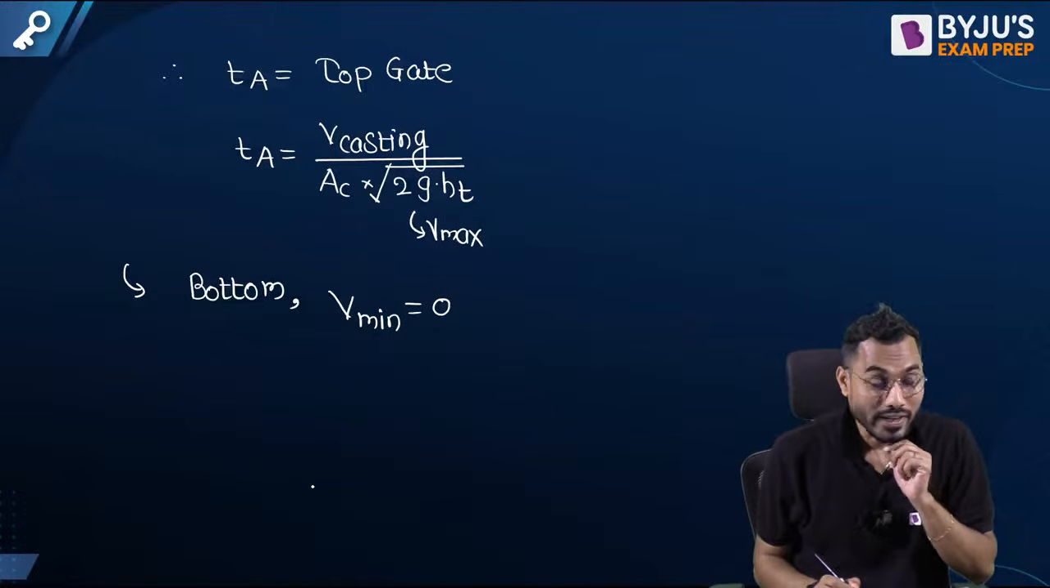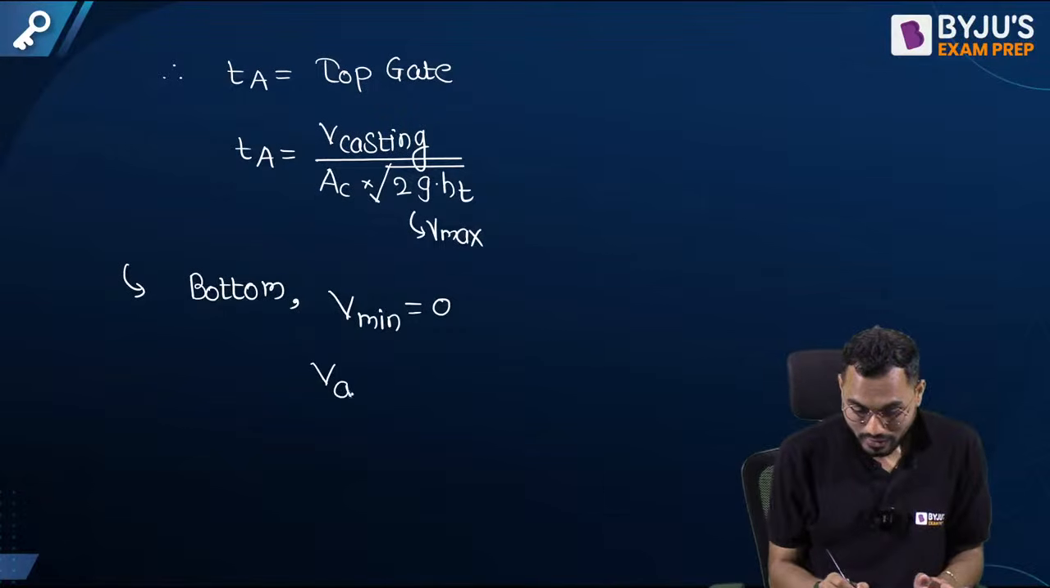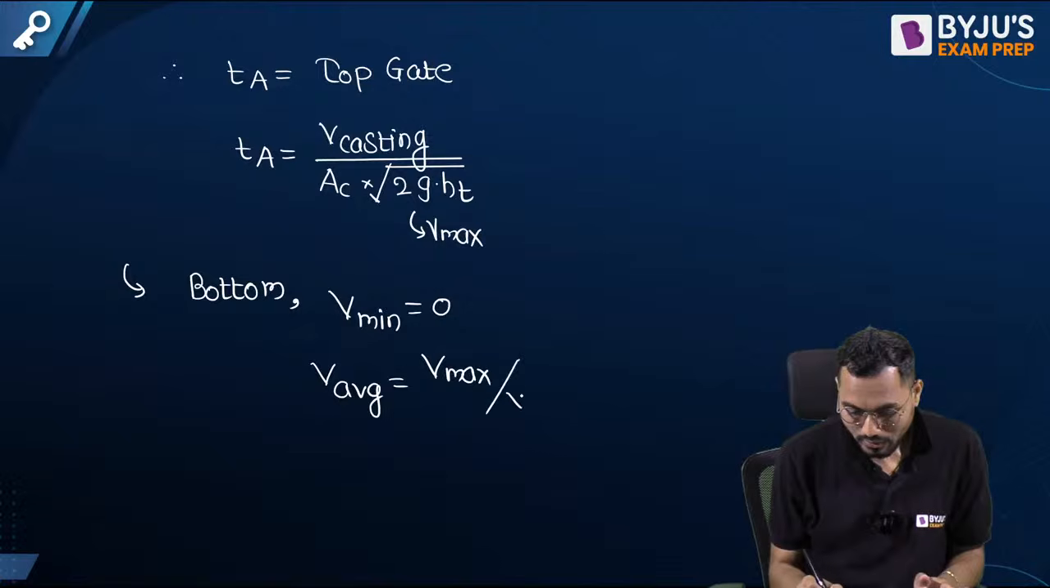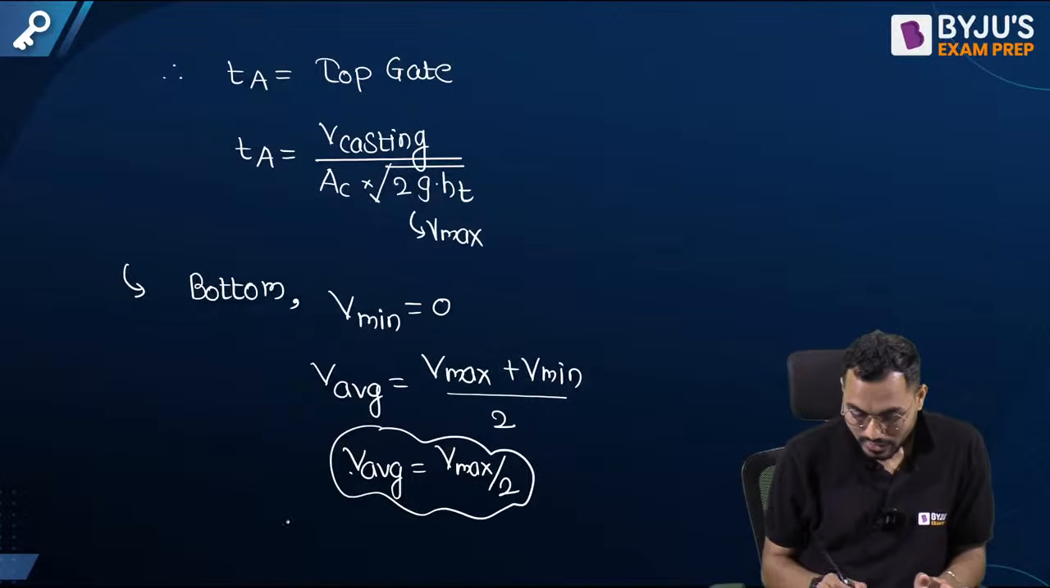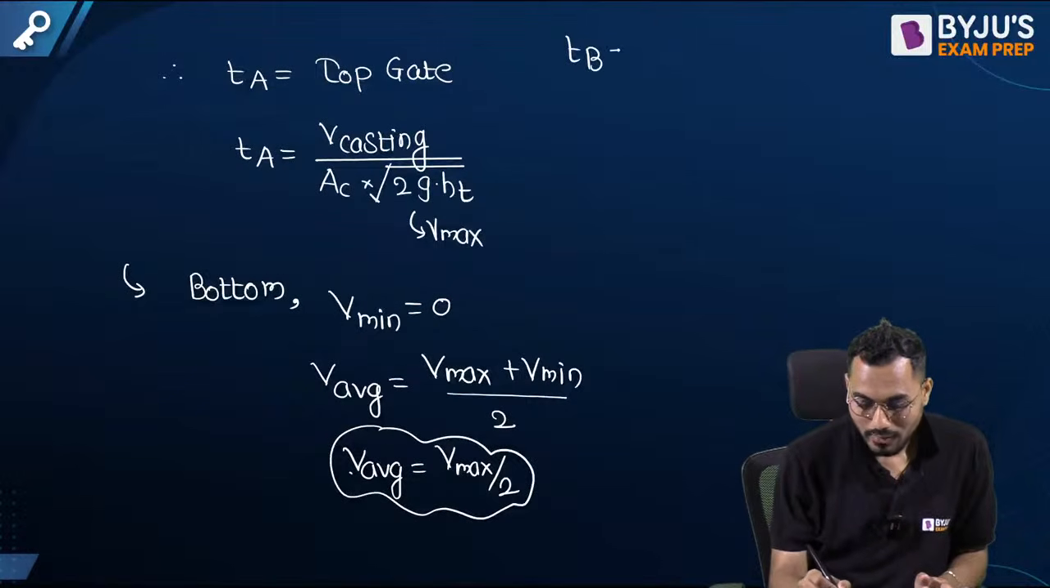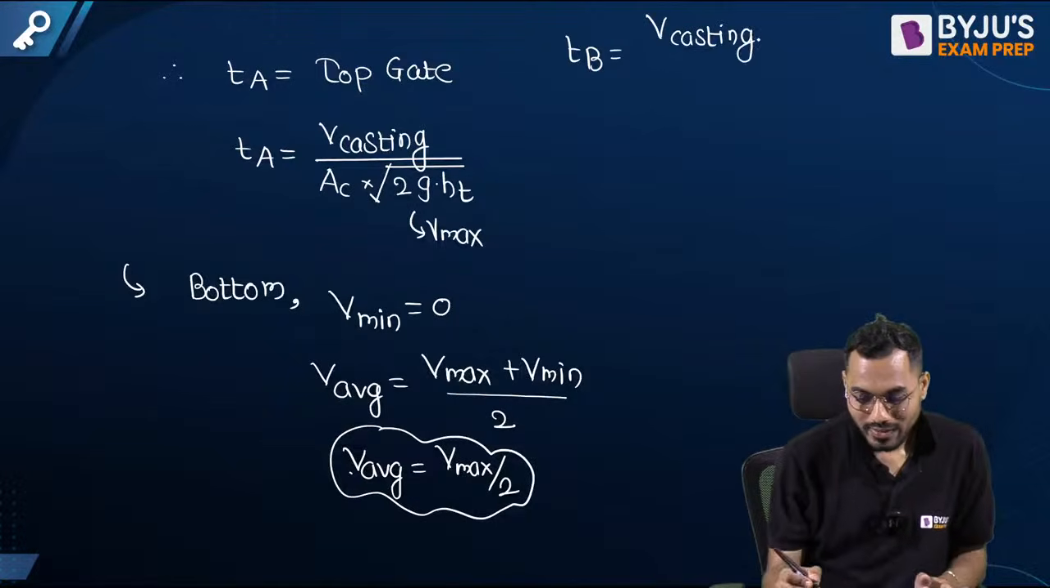In the bottom gating system, average velocity has to be considered, right? So the average velocity is equal to Vmax plus V minimum, divided by 2. So V average will be Vmax divided by 2, and this is the way by which TB has to be calculated. TB is equal to the volume of casting, which remains the same.